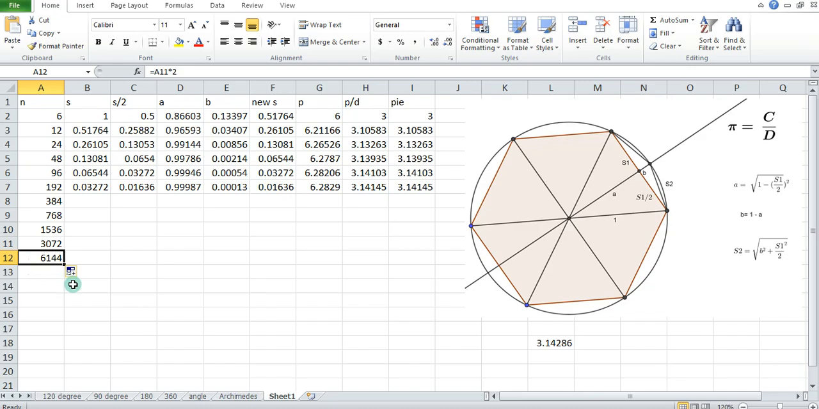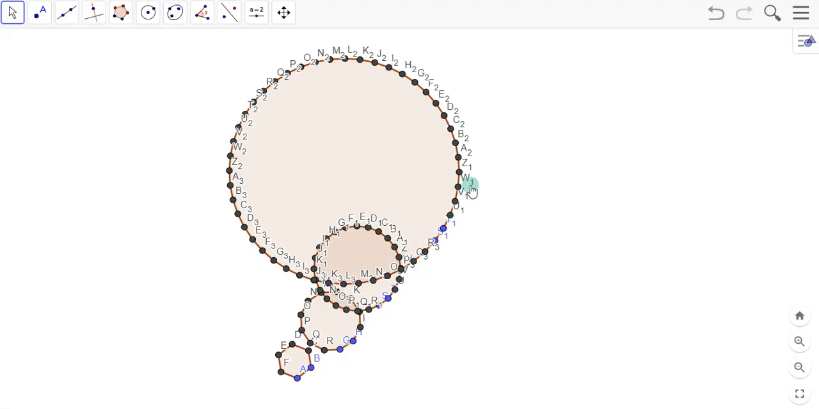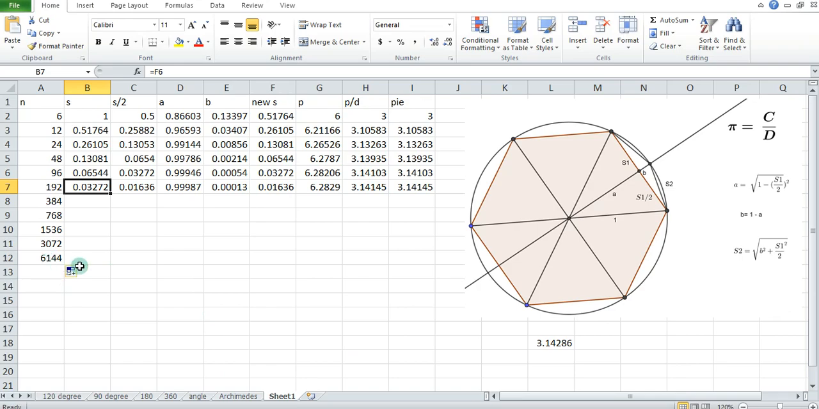So here 6144 sides. You can see if 6,144 sides polygon, how it will be a circle. This is a 48 side polygon, regular polygon, only 48 sides, but here 6144 sides polygon.